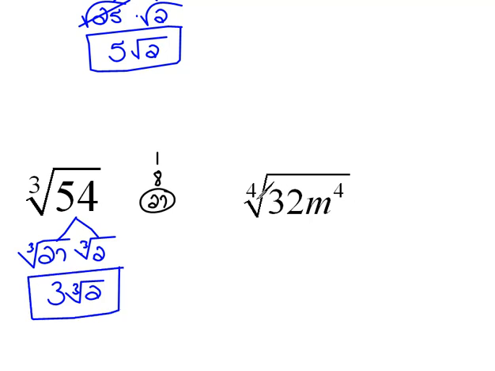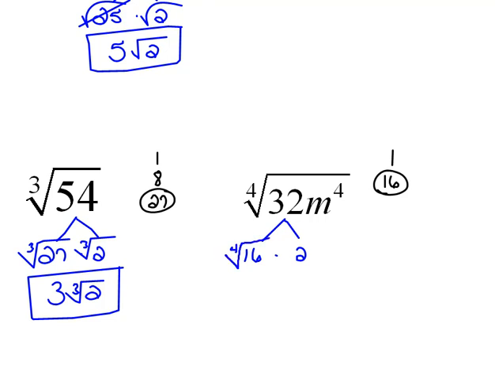Now lastly, we have this fourth power. And again, fourth powers work the exact same way. 32 is not a perfect fourth power. But if we made a list of our perfect fourths, 1 to the fourth would be 1, 2 to the fourth would be 16, and 16 is a factor of 32. So we could rewrite this as 16 times 2 to give us 32.